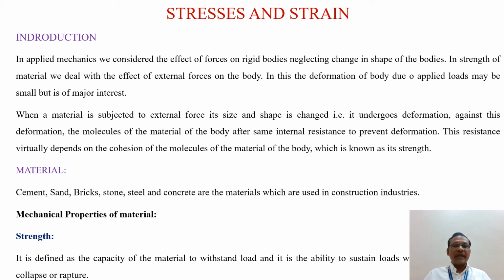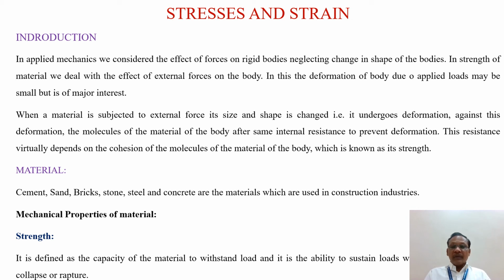So first of all, we'll start with the materials normally used in construction. That is cement, sand, brick, stone, steel, and concrete, which are normally used in the construction industry. Mechanical properties of the structure. First of all, we're going to discuss strength. It is defined as the capacity of the material to withstand load, the ability to sustain the load up to the collapse or rupture.